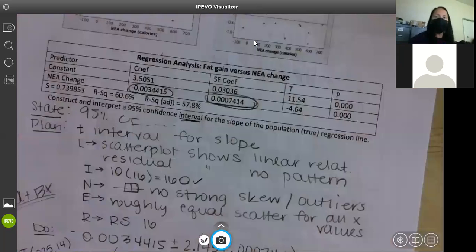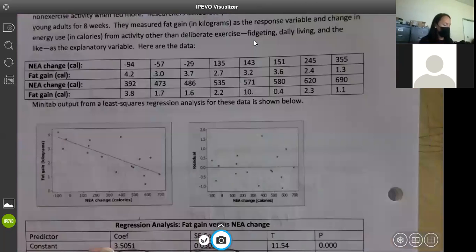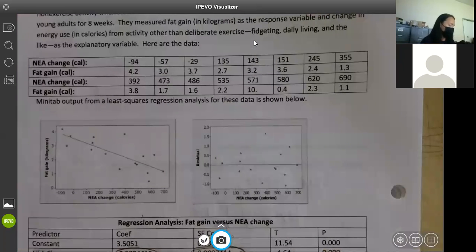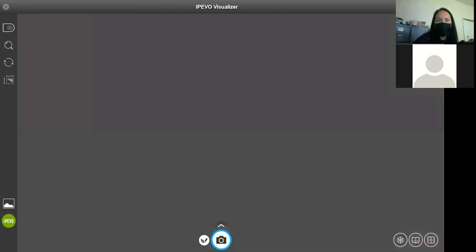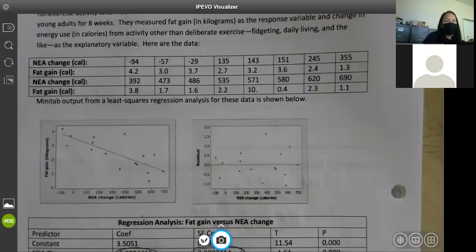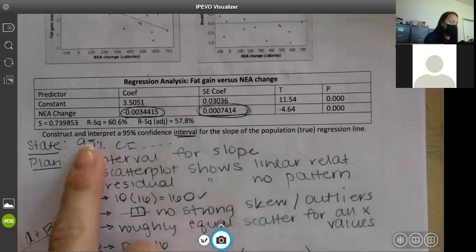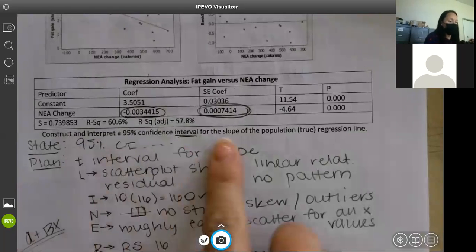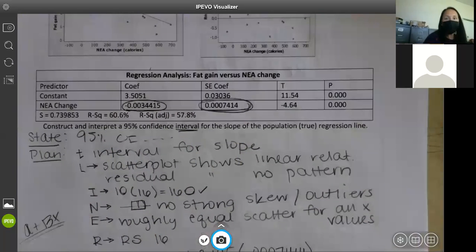Put this in your calculator. Go ahead and put these values in L1 and L2. Emily, for the state part, you're just defining what's your beta, like your 95% confidence interval for the slope of the population or the true population regression line. That's it.